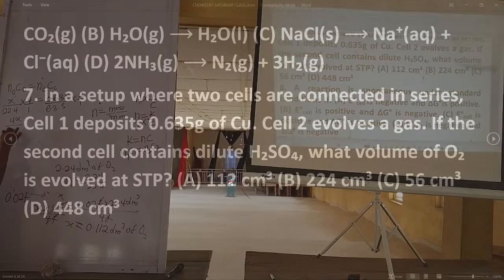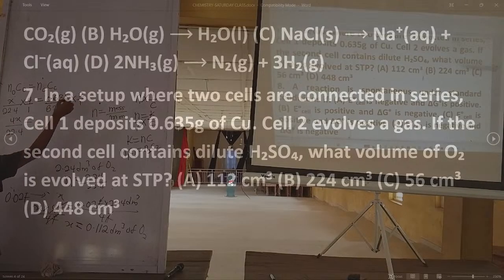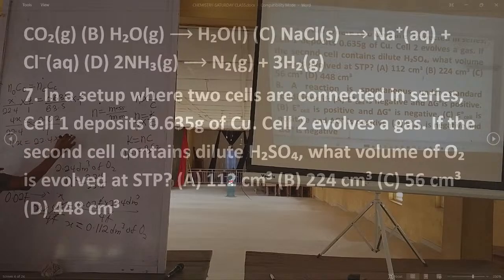all over 22.4, is equal to this times this divided by this. Someone very quickly, 0.635 times 2 divided by 63.5, that is 0.02. So we now have 0.02 all over 1. And then we cross multiply. 4x times 1 gives us 4x. This times this, that's 22.4 times 0.02. Don't forget the unit, dm cubed.